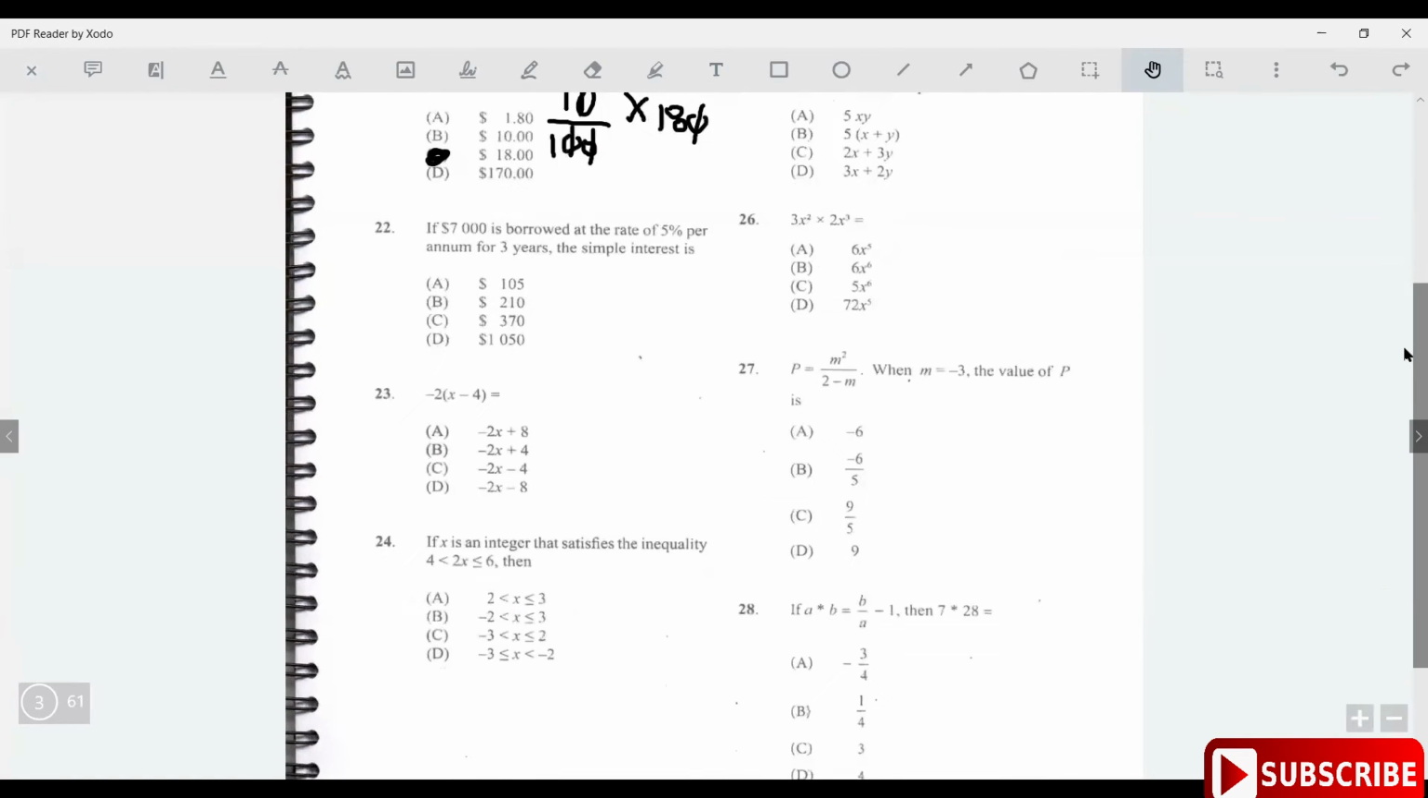Question 22. If $7,000 is borrowed at a rate of 5% per annum for 3 years, what is the simple interest?